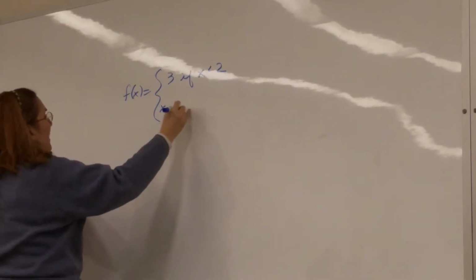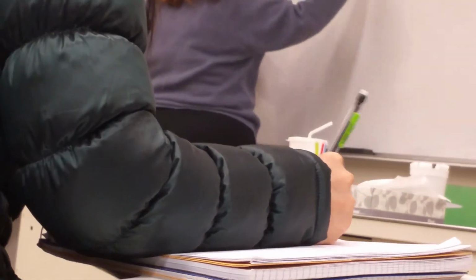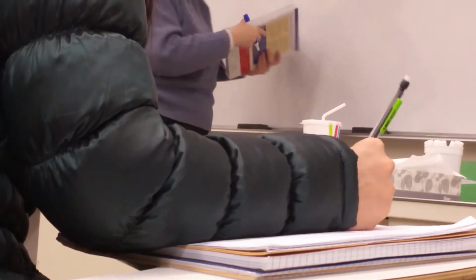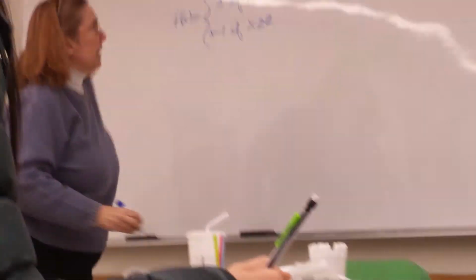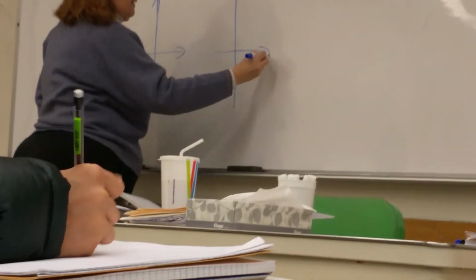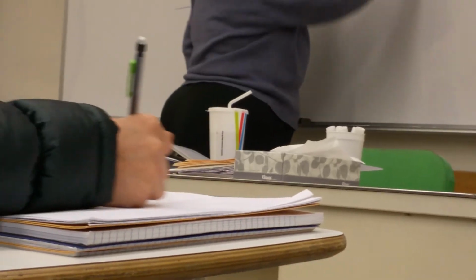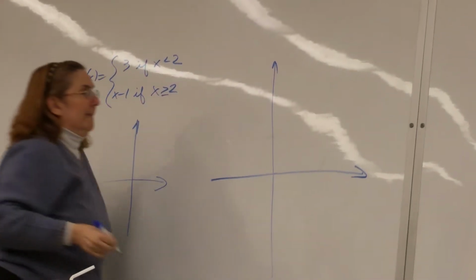is less than 2, or x minus 1, if x is greater than or equal to 2. So it's a piecewise defined function. So we're going to graph the two pieces separately. And we'll put the pieces together on one big graph.